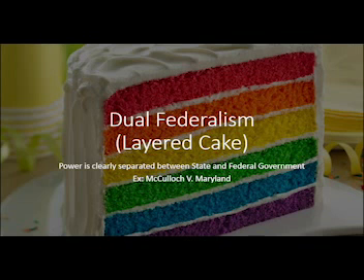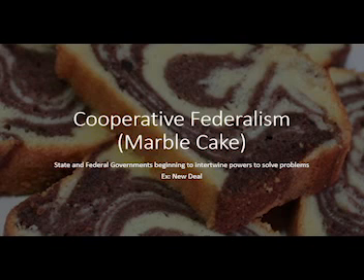Dual federalism is similar to a layered cake. Power is clearly separated between state and federal governments. An example of this would be McCulloch v. Maryland, where the Supreme Court stated that states cannot tax a national institution. Cooperative federalism is similar to a marble cake. State and federal governments began to intertwine powers to solve problems. An example of this would be FDR's New Deal.